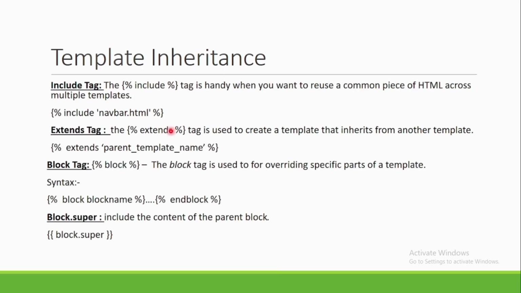Now, to achieve template inheritance, there are certain tags that we use. First is the include tag. It is used whenever we want to reuse a common piece of HTML across multiple templates. Suppose a child template wants to use the same piece of code which is already written in another template, then we go for the include tag. With the help of the include tag, we copy the parent template as it is. You will not make any changes in that piece of code.